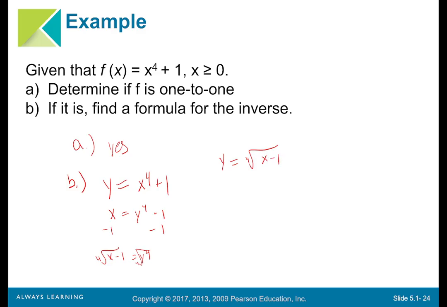Now, the reason that the domain comes up, we kind of glossed over where that x greater than or equal to 0 plays a role. Remember when you take the 4th root of something, you actually get a plus or minus. However, we're only taking the positive half here, so we throw out the minus. And so this is its inverse. F inverse of x is the positive 4th root of x minus 1. And that's it.